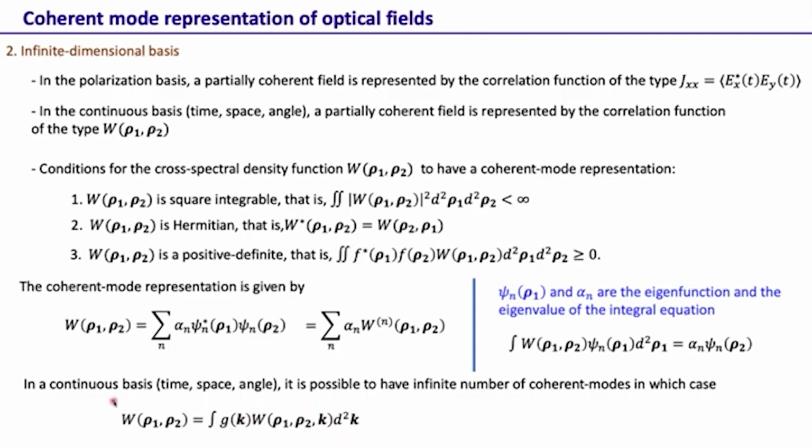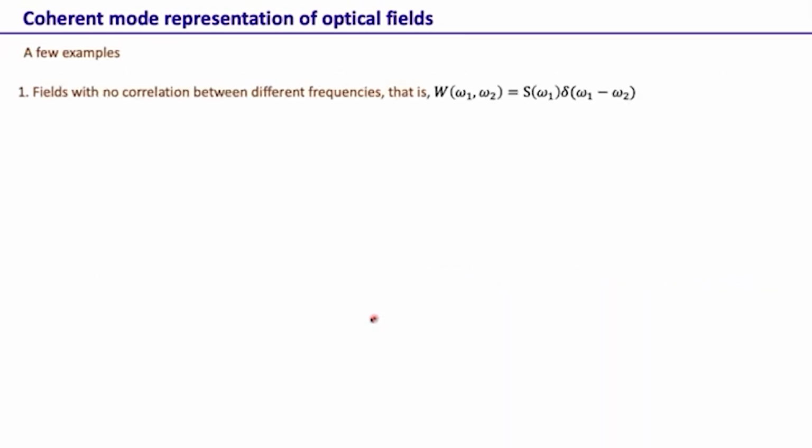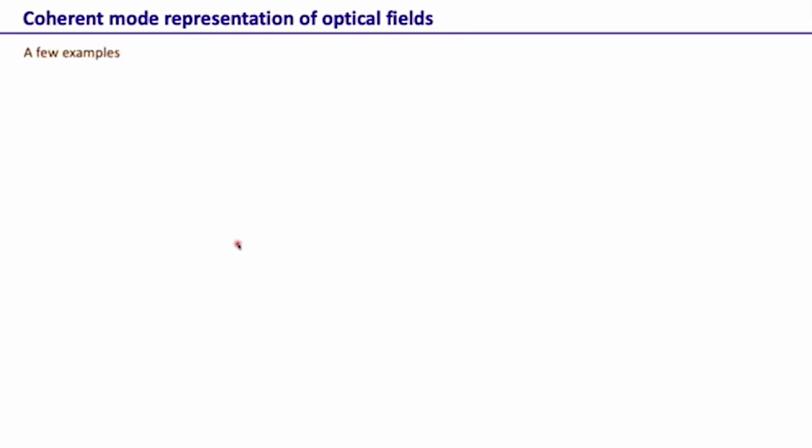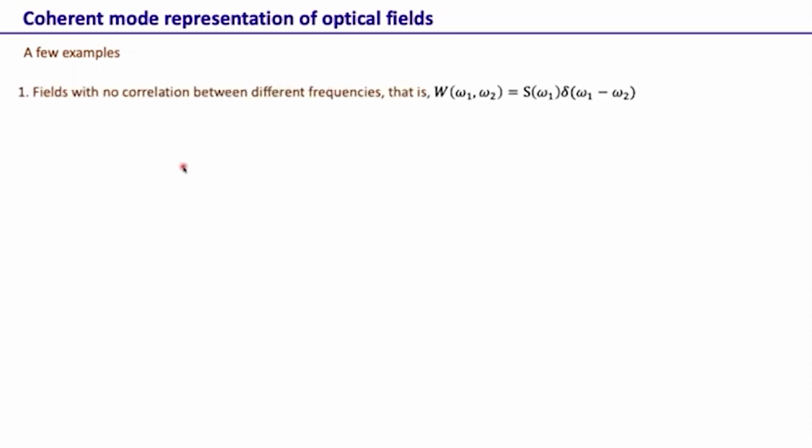We can have, in fact it's not necessary that in the continuous basis we always have to have an infinite number of modes. Even for the continuous basis, we can have a finite number of modes. Okay, so now let's look at some examples. Let me just comment that in general it is quite difficult to solve this equation for an arbitrary field in order to get the coherent modes. But here, as a few examples, I just want to point out the fields that we have already studied in this course of work.